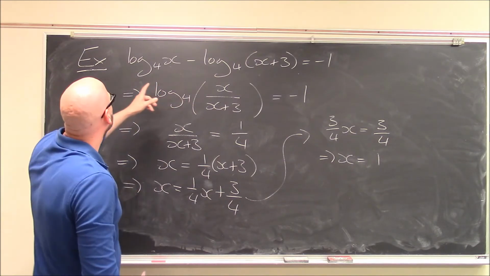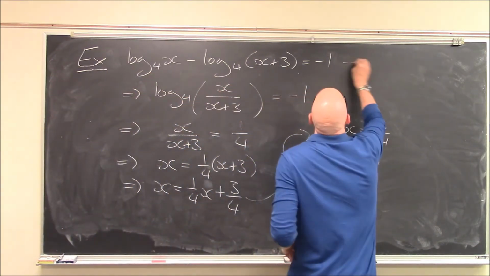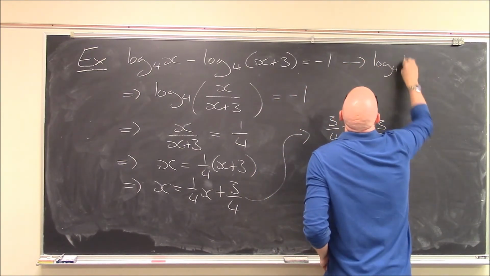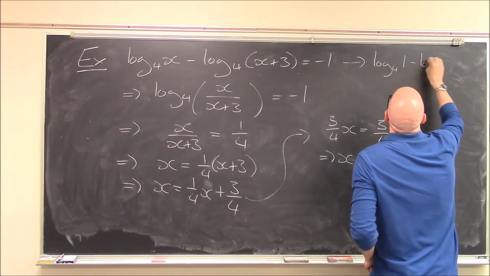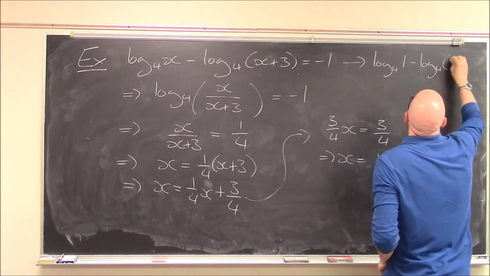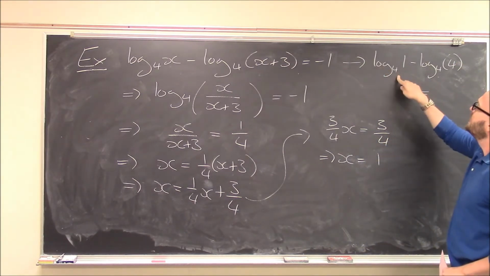By the way, let's come back here and check that this actually worked. If I plug in x equals 1, what do I have? Log to the base 4 of 1 minus log to the base 4 of (1 plus 3), which is 4. What does that equal? Log to the base 4 of 1.